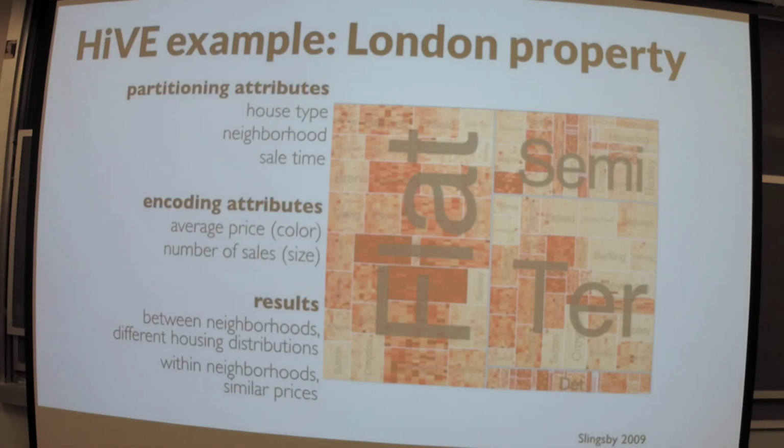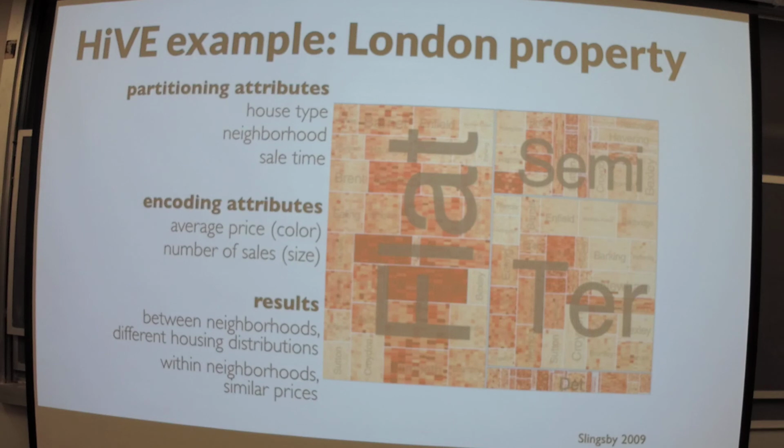And this is Alan Slingsby from London. They have taken this idea of partitioning with tree maps to the max. So here I'm showing you housing data in the London property market. And as you can imagine, for houses in London you have attributes such as what neighborhood they are in, what the house type is, when they were sold, and so on. And then you have numerical attributes like the price and the number of sales.